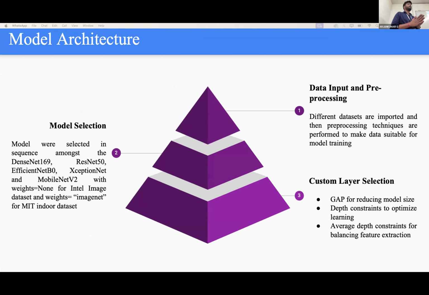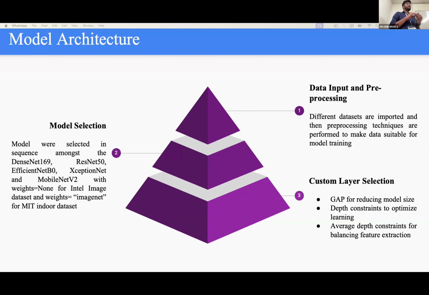What do you mean by depth constraint or average depth constraint? Okay, sir. As we know, the global average pooling layer takes a global average of all the spatial information, the pixel information it has. So that particular layer leads to the loss of much of the spatial information. But when we go to depth-wise constraints, that region basically focuses on reducing the complexity of the model. It doesn't focus on reducing.